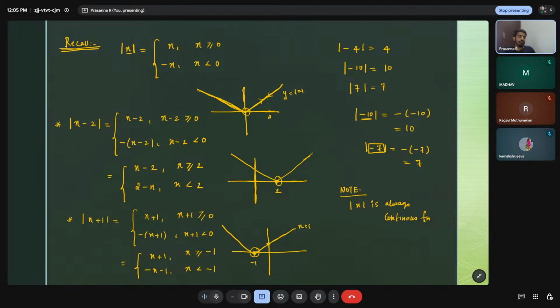Now suppose I have a combination of mods, how to discuss the continuity? How to discuss the continuity for a combination of modulus functions? Okay, we will create a problem.